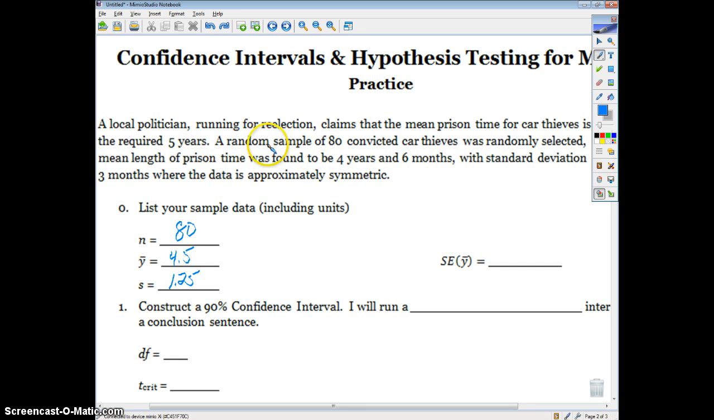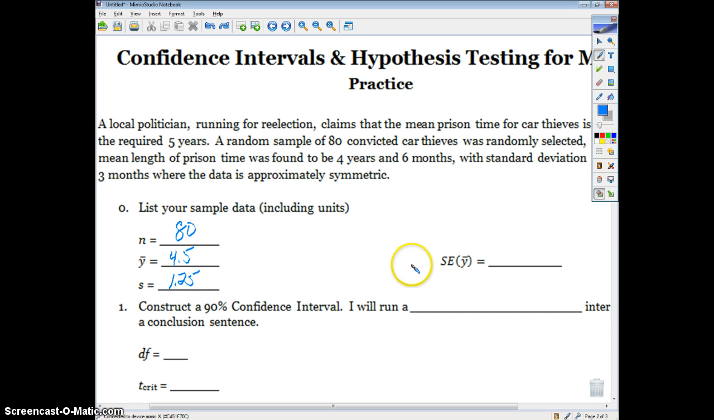All right, first of all, I got my sample data here. So the sample size is 80. The sample mean is 4.5. 4 years, 6 months, half a year, 4.5. Okay, standard deviation is 1.25. Again, 1 year, 3 months, 3 out of 12, 1/4 of a year.